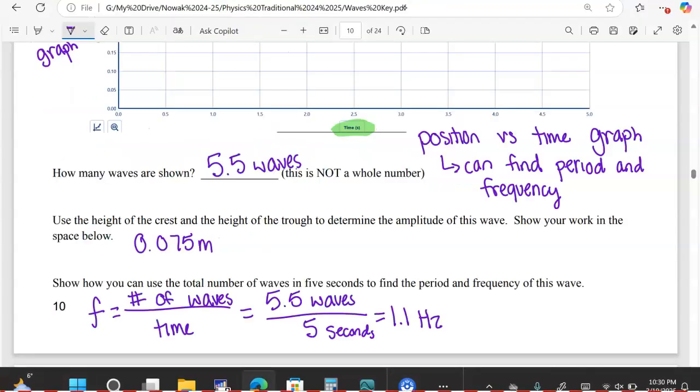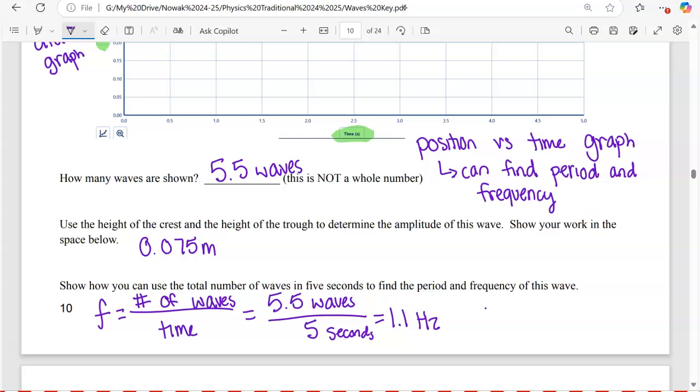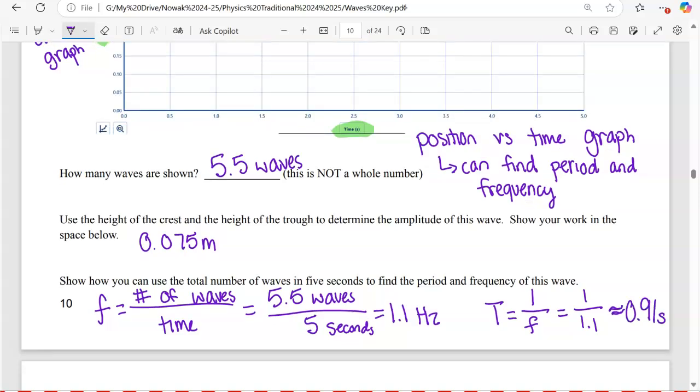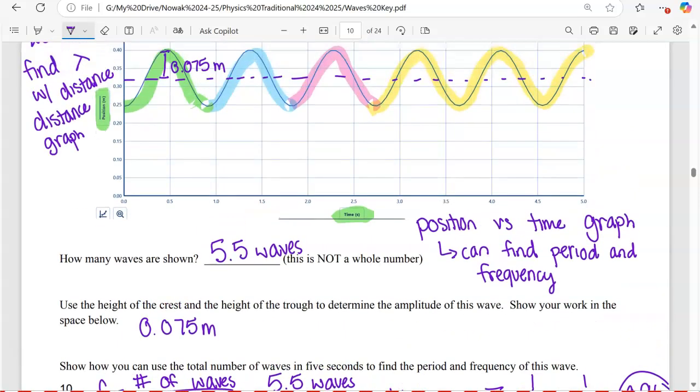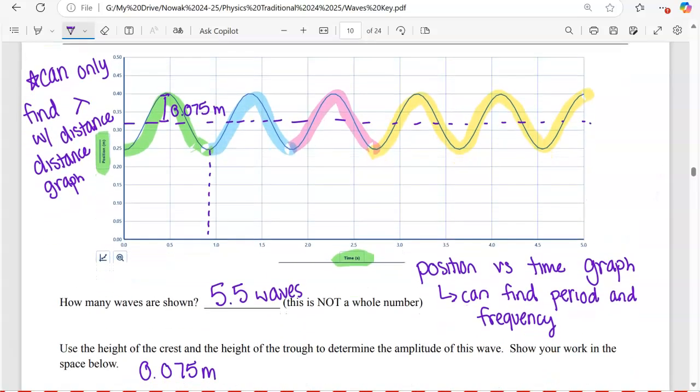So if I go back here, I know what my frequency is, so I can use that to find my period. Period is 1 over frequency, so 1 divided by 1.1, which gives me about 0.91 seconds. And we can take a look at that. It looks like my wave ends right about there at that 0.9 seconds. So that's how we find our period and frequency from our graphs.